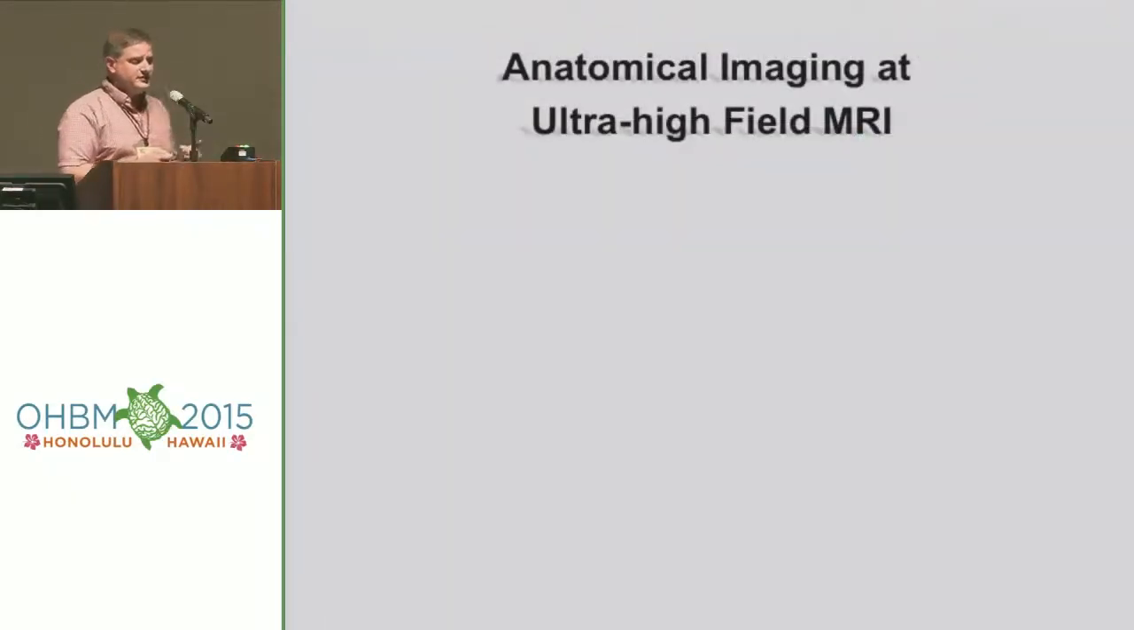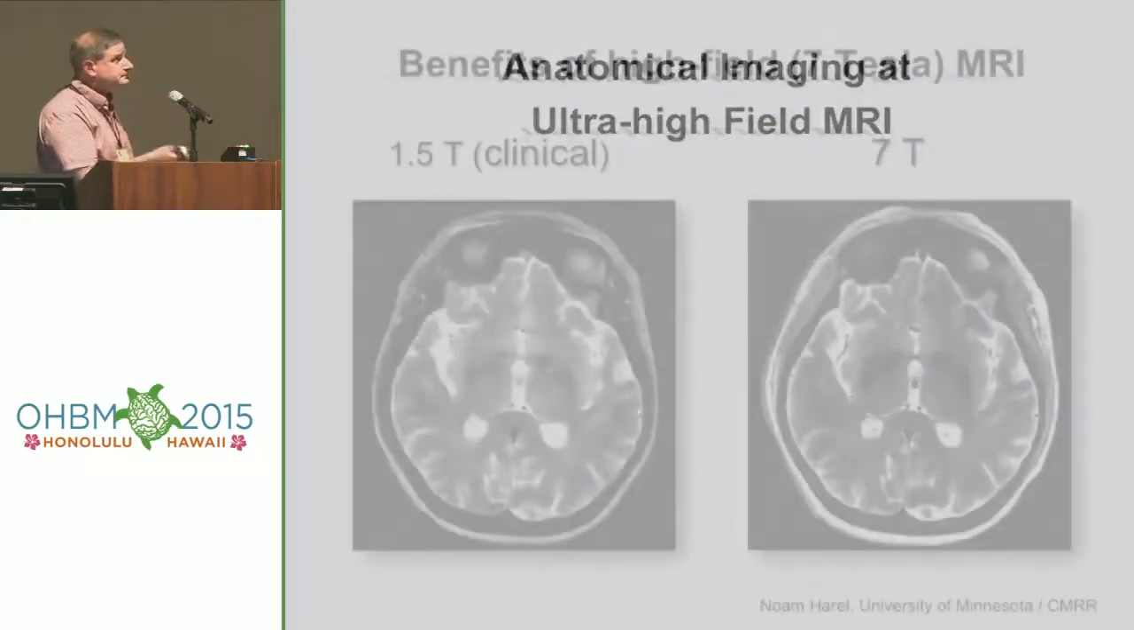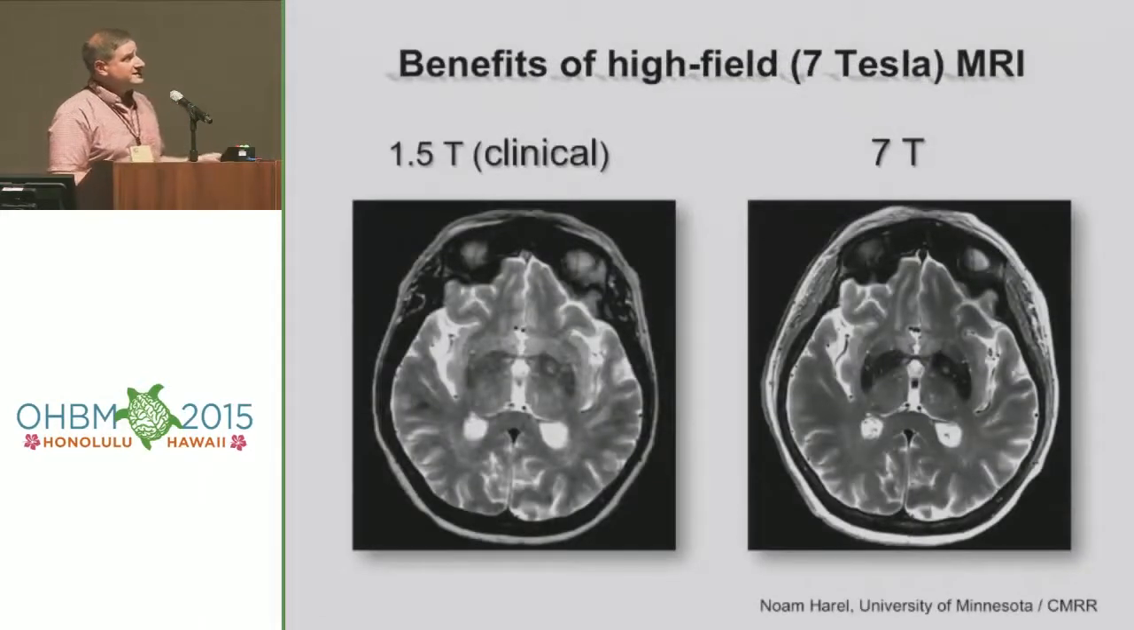So the last part of the talk is more focused on the anatomical features and how we can get more information when we go into high field. This is the exact same patient that was scanned on a 1.5 and on a 7 Tesla. And you can clearly see the differences between the two images.